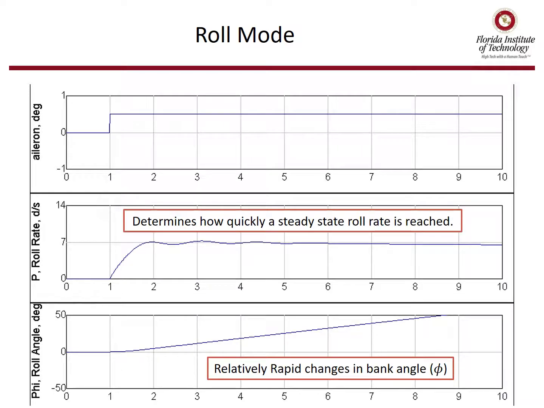Here's how the roll mode would look on flight test strip charts. It would be initiated with an aileron step input. We would then look at the roll rate to determine how quickly a steady state roll rate is reached, and we would see that the bank angle would continue to grow at the constant roll rate.